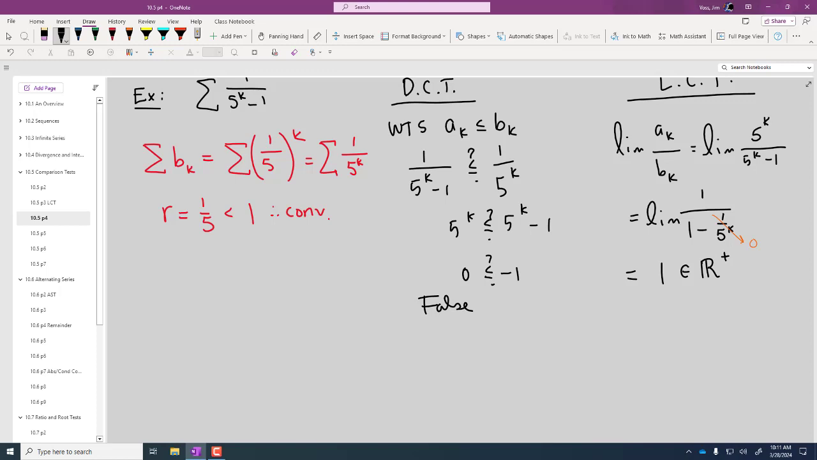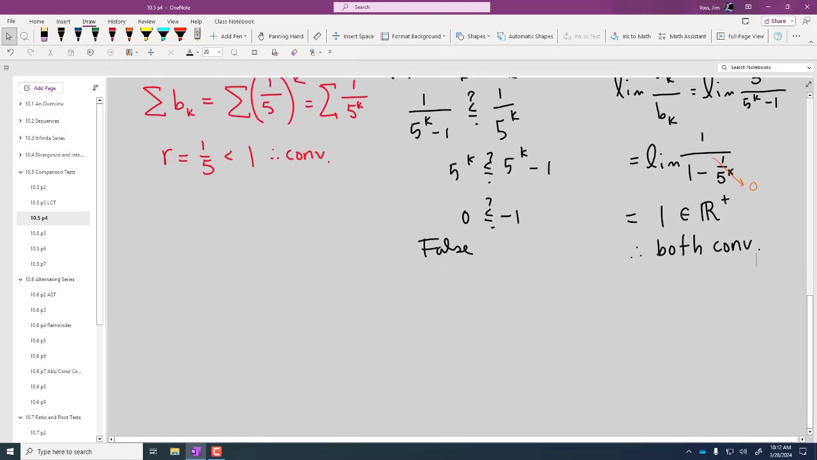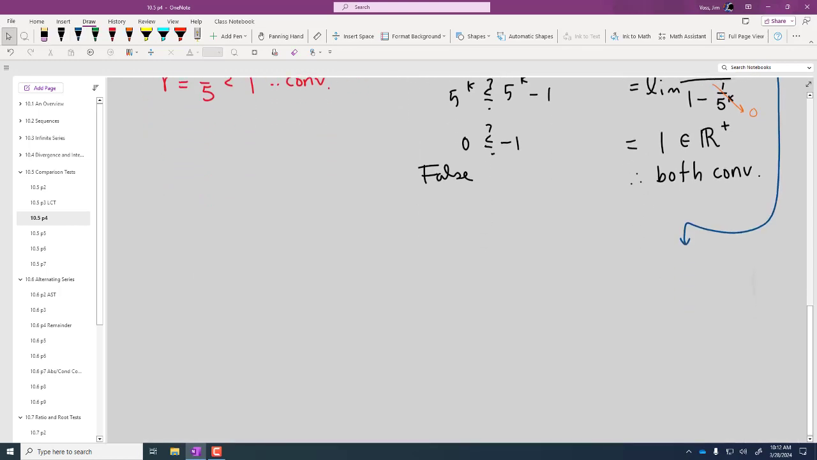And if it's a positive real, both series do the same thing, and since the b sub k series converged, we know that in fact both of the series converge. So that is using the limit comparison test. Let's talk about what was mentioned a minute ago with this limit. You could approach it this way also.